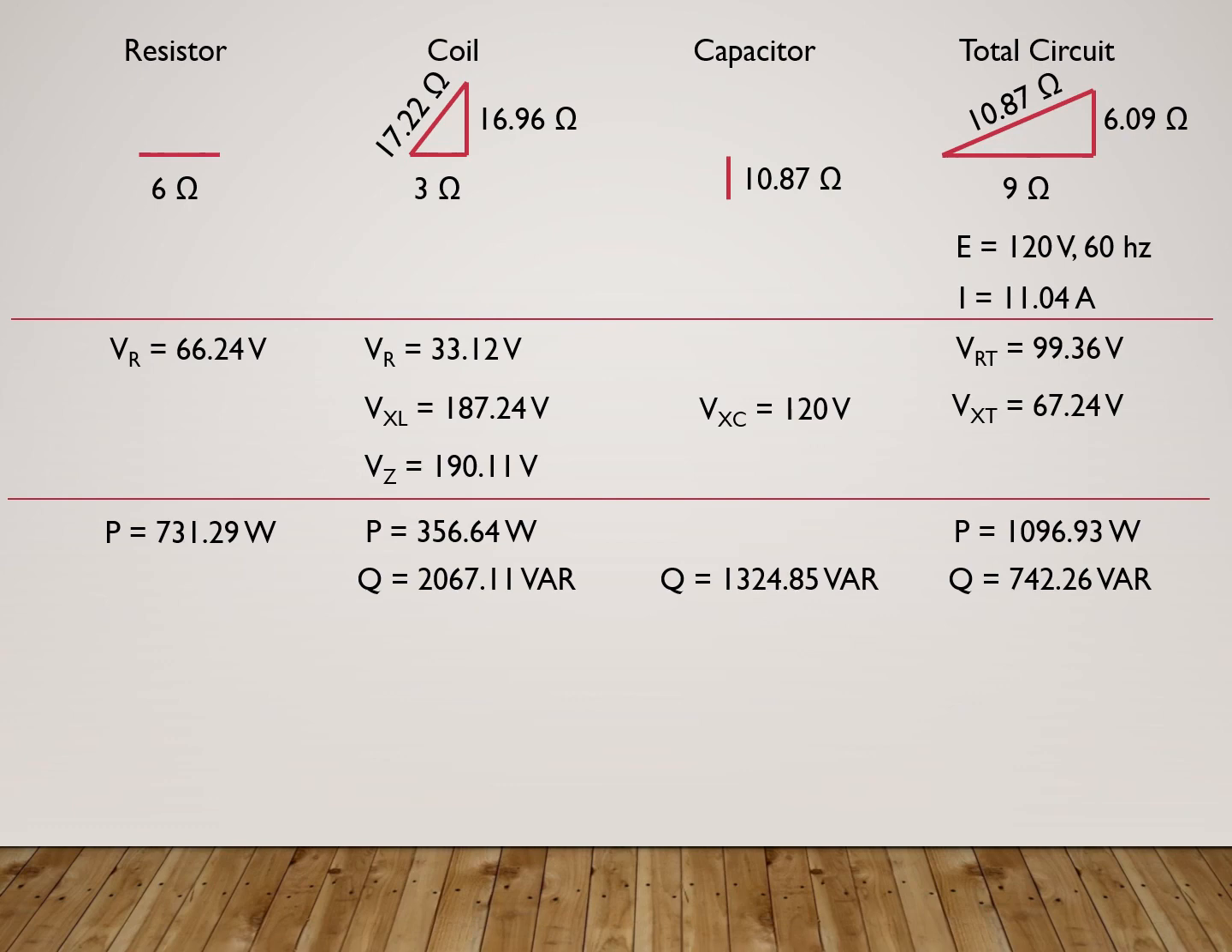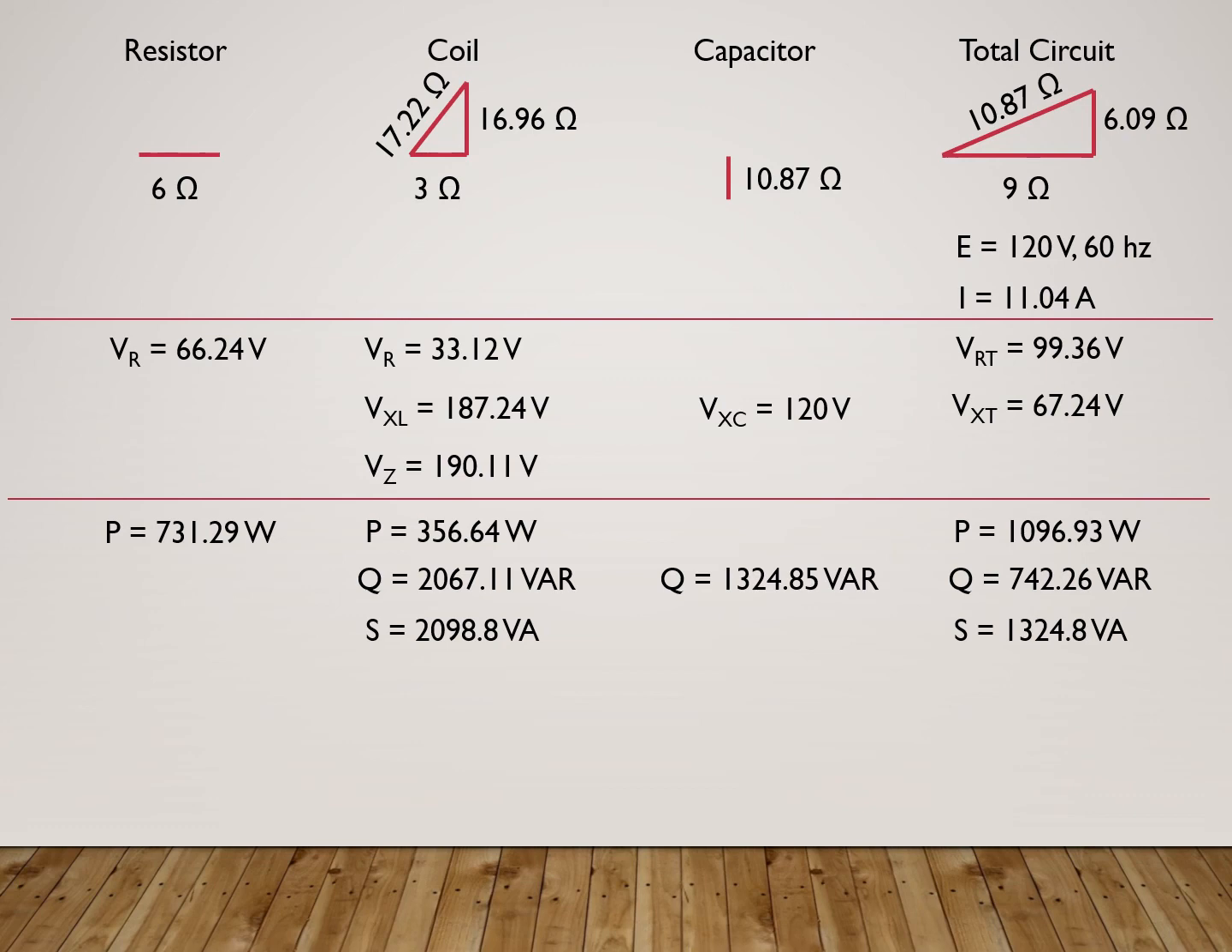The last thing to do is get my total apparent power for all my devices. My coil, since it has more than one component, that gives me an S value of 2098.8, as well as my total circuit value is going to be 1324.8. So remember last time, I used the S is equal to E times I formula. And I'll do the same thing here. So 120 volts times 11.04 should give me 1324.8.